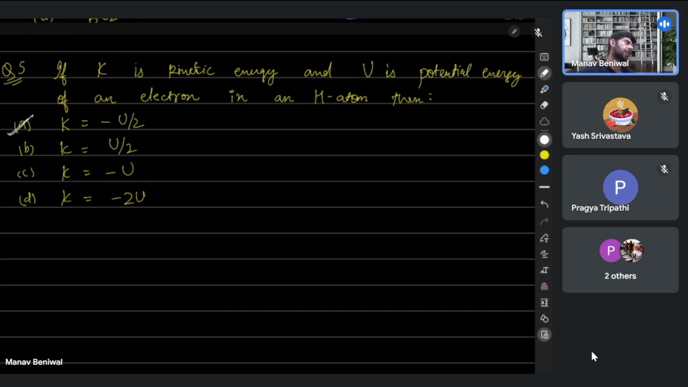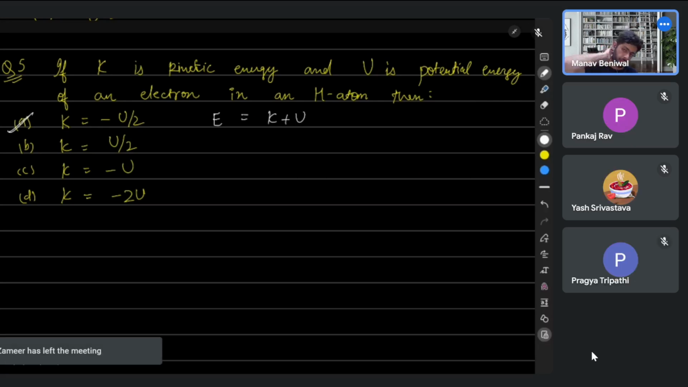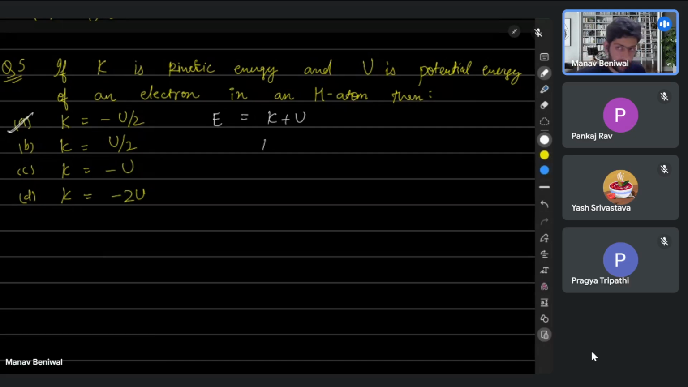Okay, so for a hydrogen atom, we kind of know, right? If your total energy is E, then that total energy is K plus U. And when you solve this, what you get is that your K is minus U over 2.